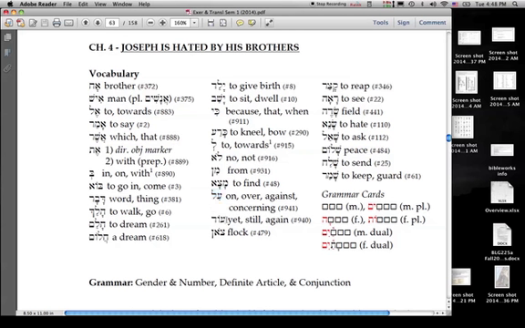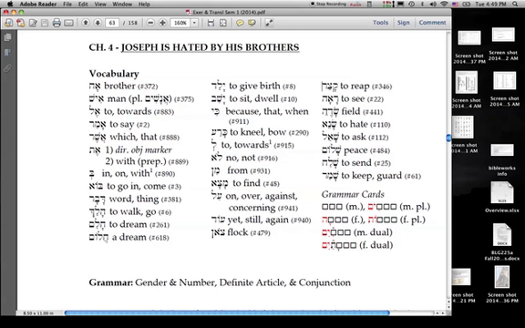Od, yet, still, again. And we'll see how this word plays out in the readings as well. If I were to say od lo, it would mean something like not yet or still not. Tson, right? We have this noun tson, flock. Katsar, to reap. Katsar, it almost sounds like cut, right? Katsar. Ra'ah, to see, a very frequently used word in Scripture.